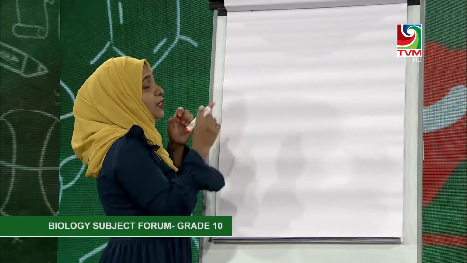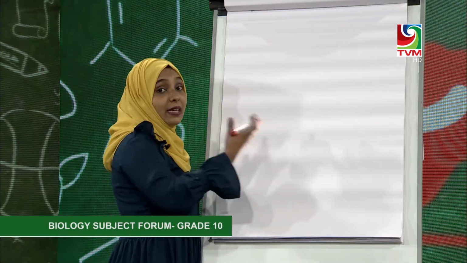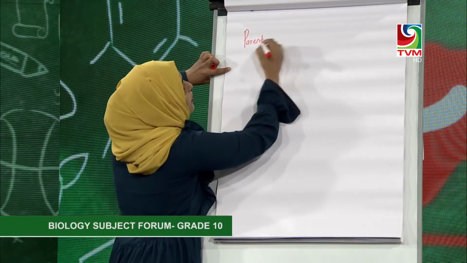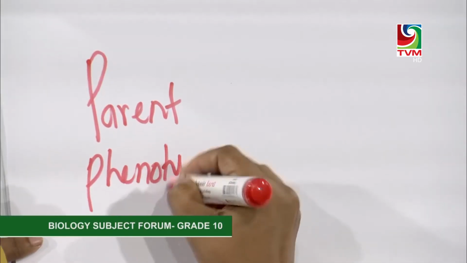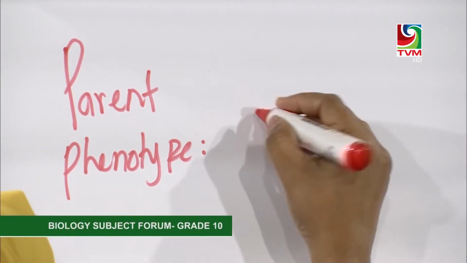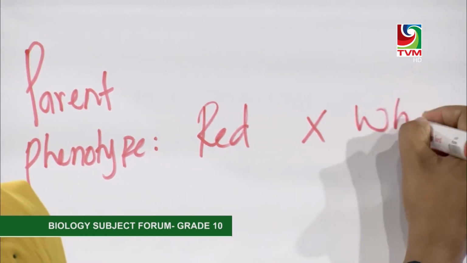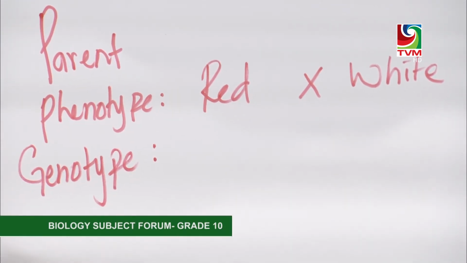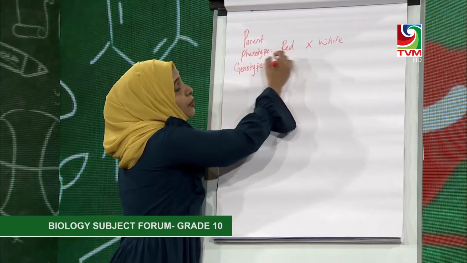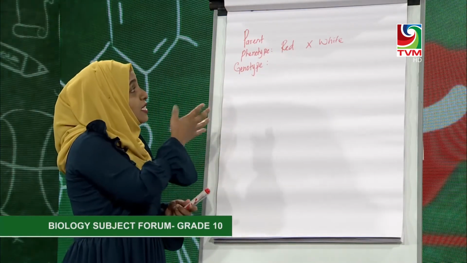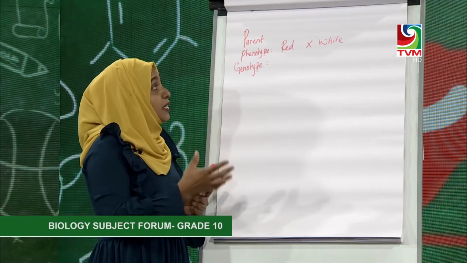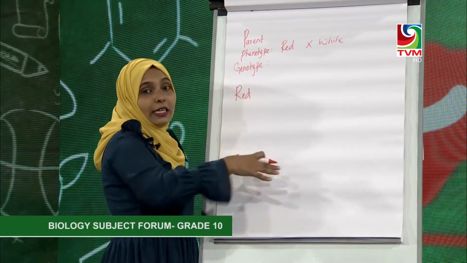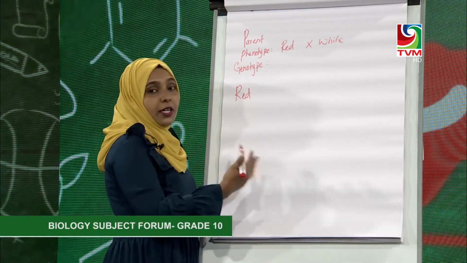In a genetic diagram, first of all, you must write the parent, and then the parent phenotype. Phenotype is the physical appearance: red, white. Then the genotype. If it is a red colored one, there are two options, because red is the dominant one. To save time, I will not go into the details of the genetic diagram. I will just go through the terms.